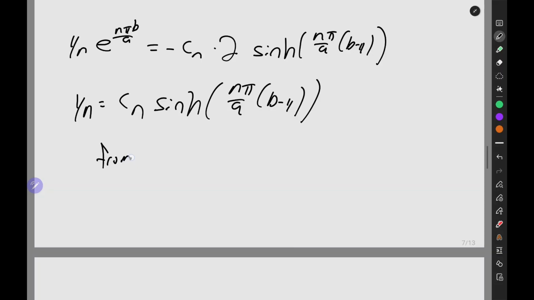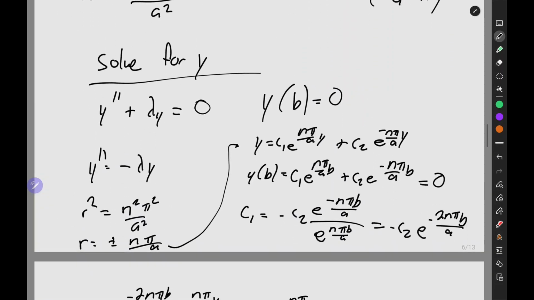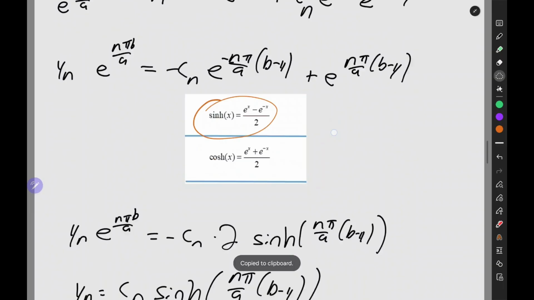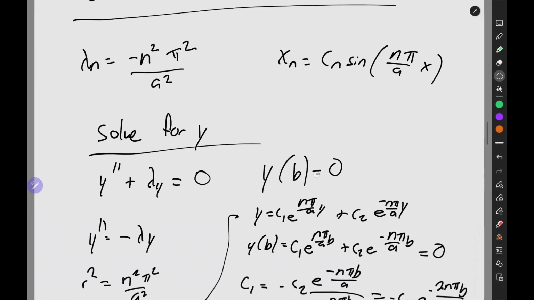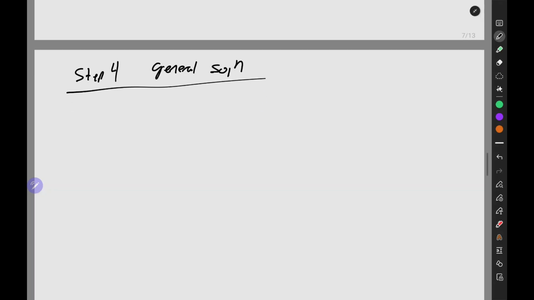Remember from... Oh, actually, I wrote it down up here. Did I write the general solution down? Oh, no, that's the next part. So, that would be step 4. General solution. I'm skipping the fundamental sets. You know how to do that.